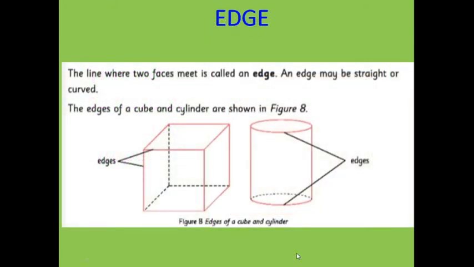What is an edge? The line where two faces meet is called the edge. Look at the diagram here. This is a cube and this is a cylinder. Here, these two faces meet, which is called the edge. The line where the two faces meet is called the edge.